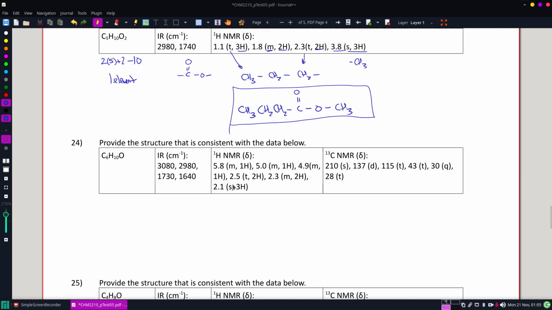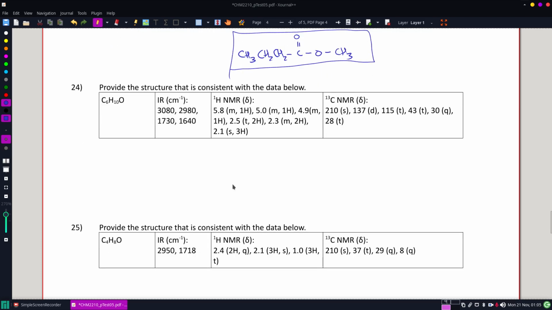Alright, on 24, adding carbon as well. Alright, got 6 carbons, 10 hydrogens. I got 2 elements of unsaturation. Alright, that 3080 being higher than 3000 implies we have an alkene. And so does that. So those two together, definitely an alkene. The 1730, we have a carbonyl.